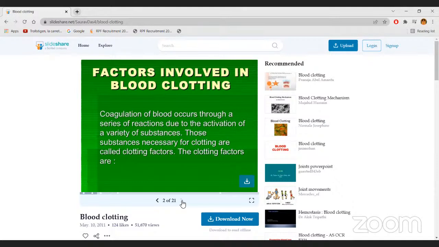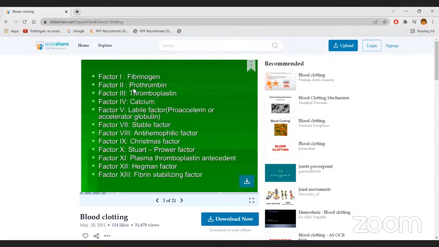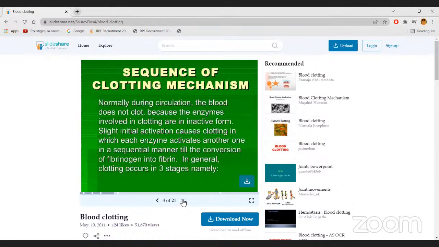The clotting factors are: the first one fibrinogen, second factor prothrombin, third factor thromboplastin, the fourth one calcium, the fifth one labile factor, proaccelerin or accelerator globulin, the seventh one stable factor, eighth one anti-hemophilic factor, ninth one Christmas factor, tenth one Stuart-Prower factor, eleventh one plasma thromboplastin antecedent, twelfth one Hageman factor, and thirteenth one fibrin stabilizing factor. Those factors help in the coagulation and blood clotting.